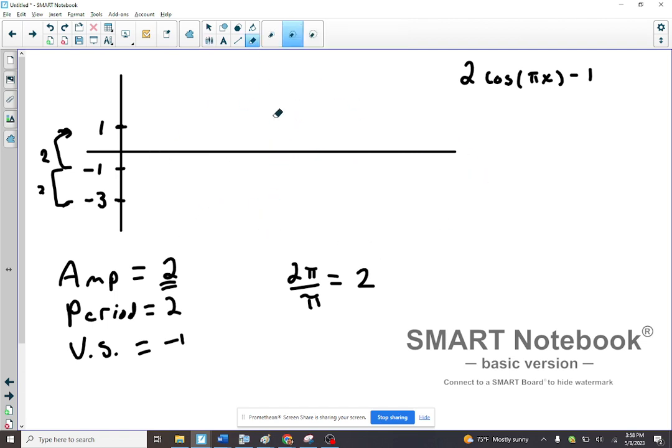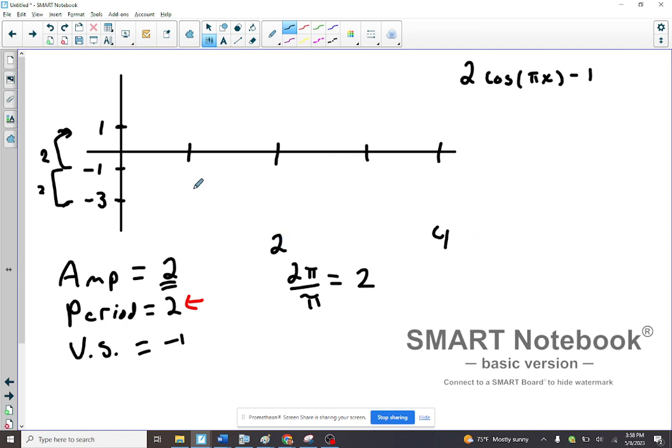Why does it go 2 times? I'm going to ask on the test for 2 periods, so you have to give me 2 periods. You're always going to be asked for two periods. It's times 2 the period, not the amplitude, I'm sorry. They happen to be the same in this case.